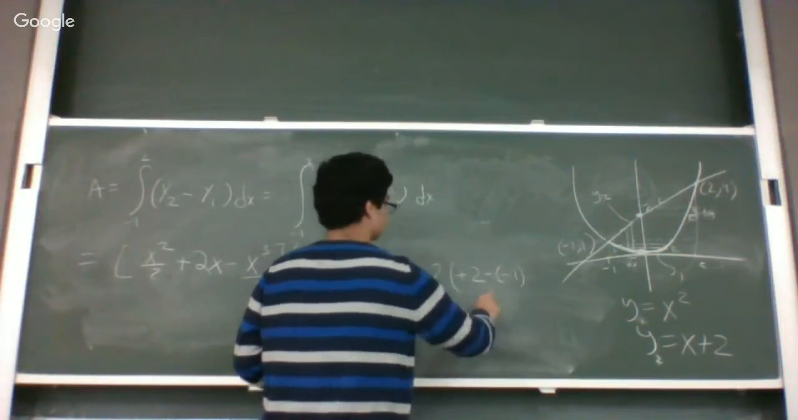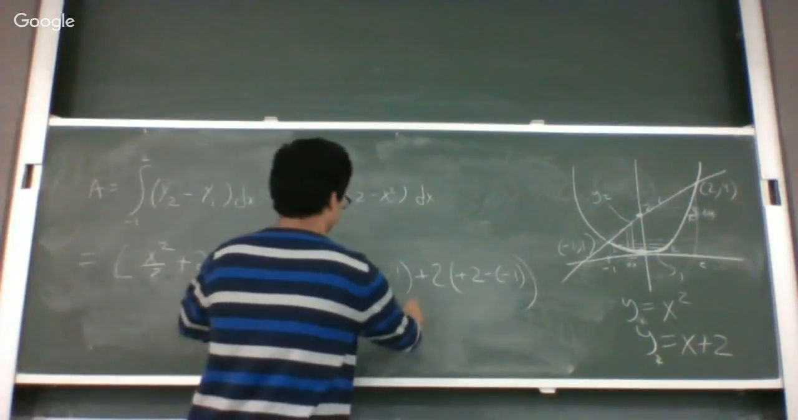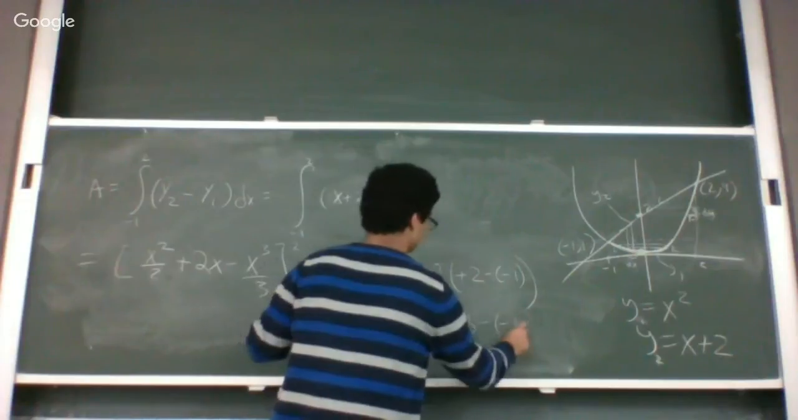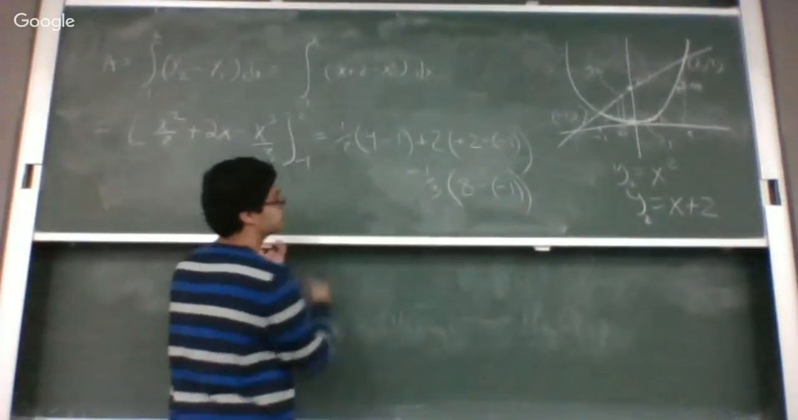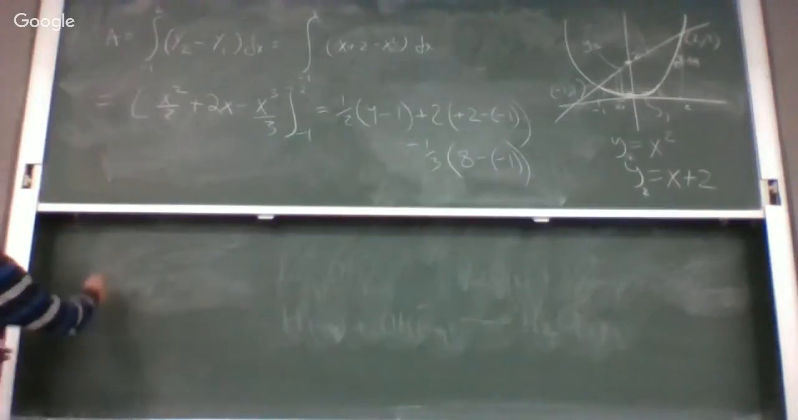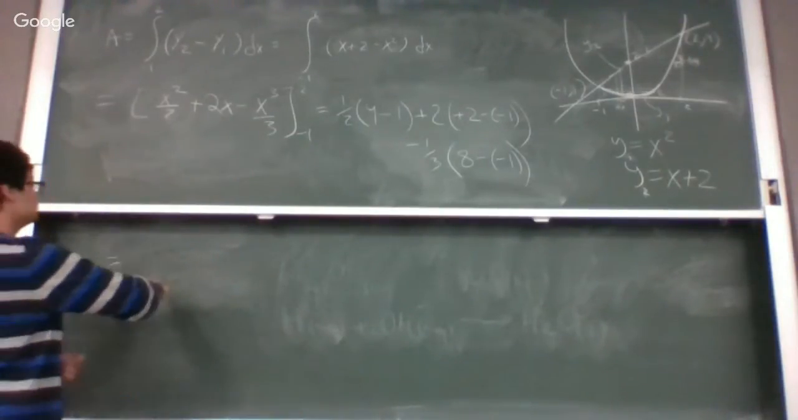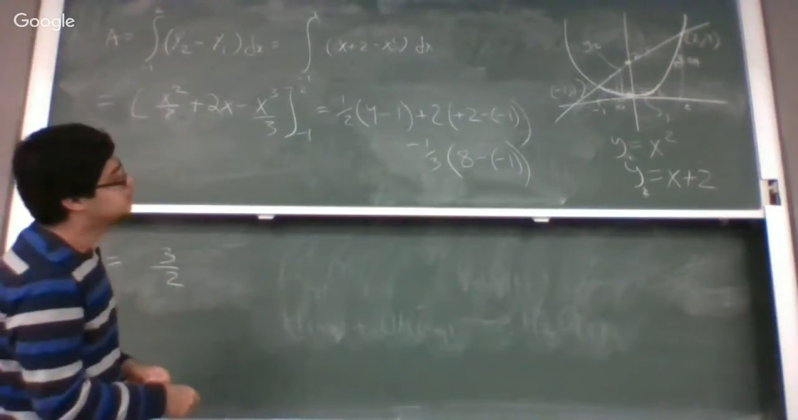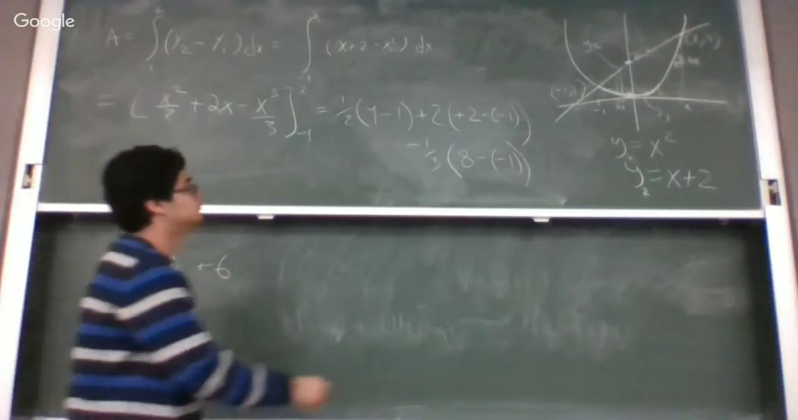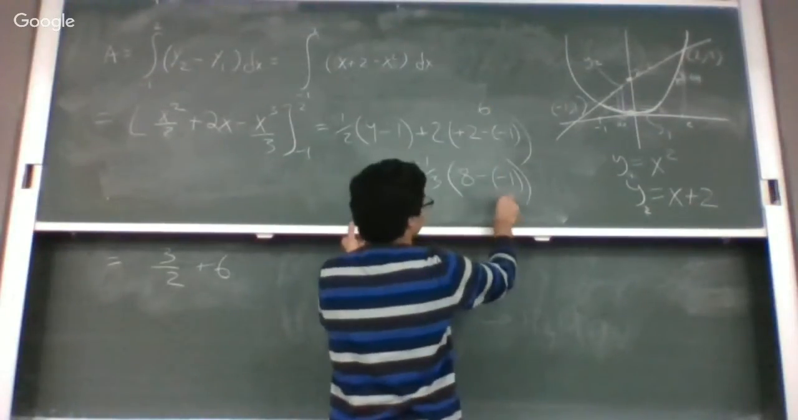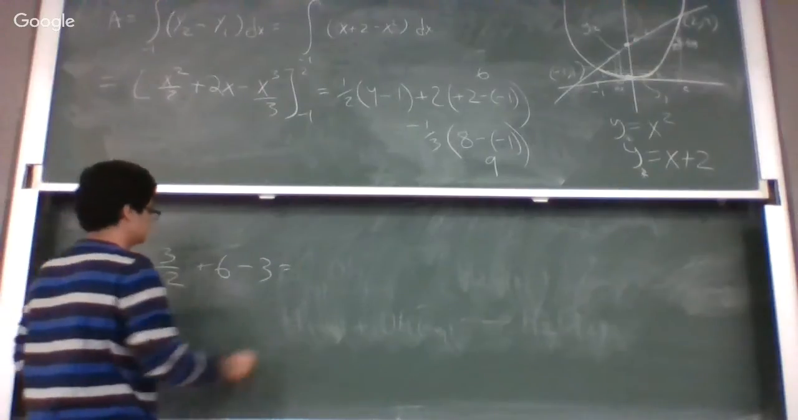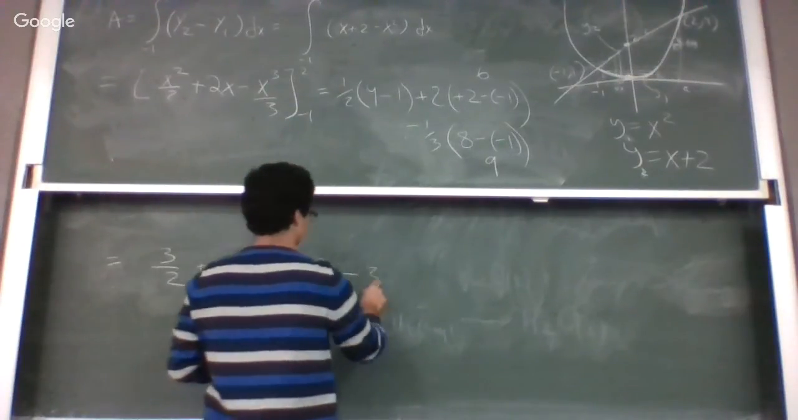So we're positive. Minus 1/3 times 2 cubed, which is 8, minus negative 1 cubed. 4 minus 1 is 3, so the first part is 3 halves. 2 plus 1 is 3, 3 times 2 is 6. 8 plus 1 is 9, 9 divided by 3. So 3 halves minus 3.